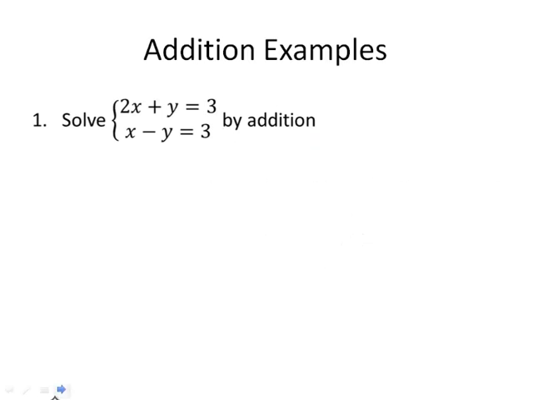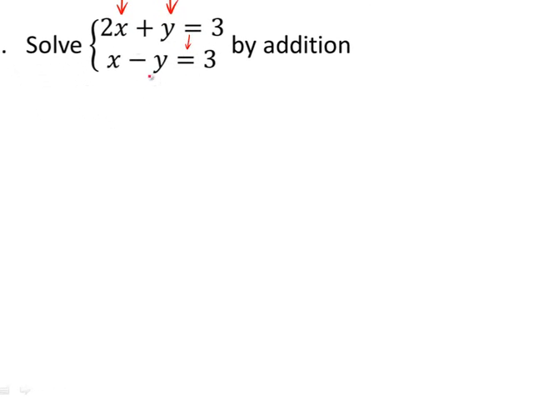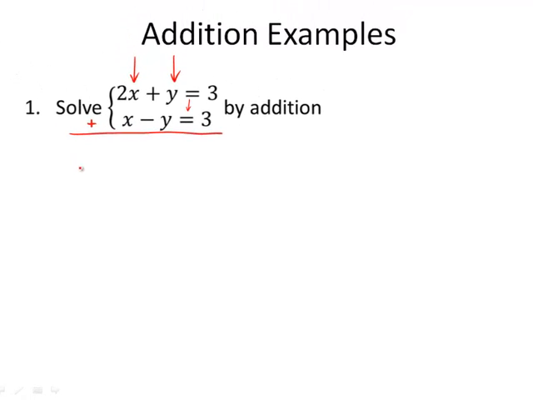For example, say you had 2x plus y equals 3 and x minus y equals 3. We can use substitution if we like. We could use graphing if we like. However, in this case, our x terms and our y terms are nicely lined up. Notice that if you line up your variables and your numbers so that they all correspond, you can add the two equations together and see what happens.